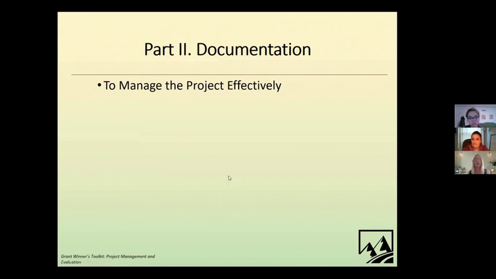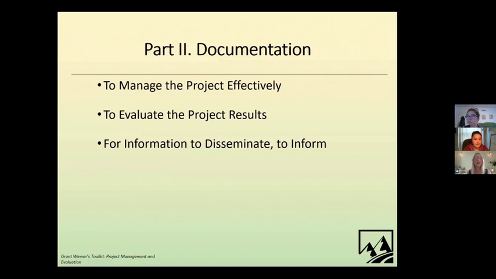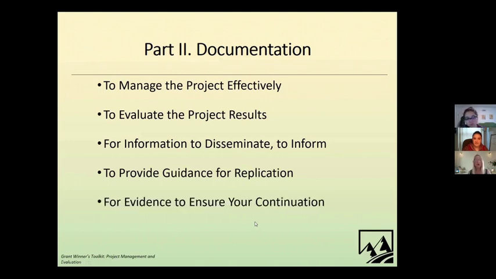So we want to manage the project effectively. We document so that we can evaluate, right? We also document so that we can disseminate the information to the community and to stakeholders, to people who care about the program, to our own organization. We also document so that we can provide guidance for replication. Clearly, things cannot be replicated if there's no paper trail to go with that. And finally, of course, most importantly for all of you, for continuation, right? Most of you know that your grant is going to run out at some point and you're either going to have to reapply for that particular grant or you're going to have to find a way to continue on your own. So clearly, these 5 reasons are very important to what you're doing.